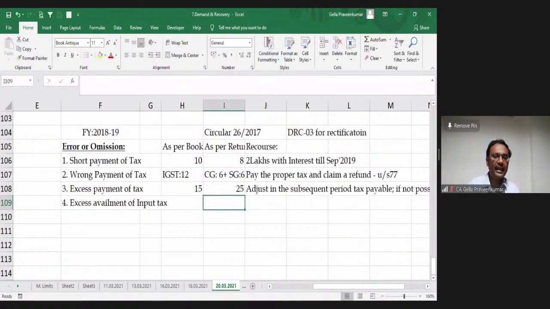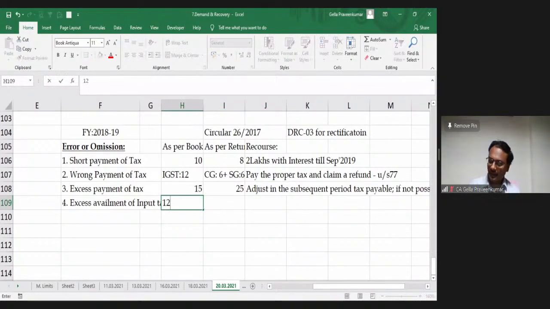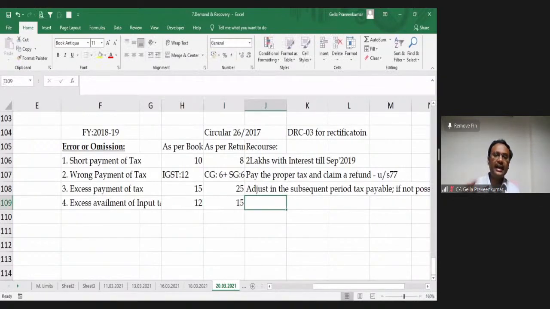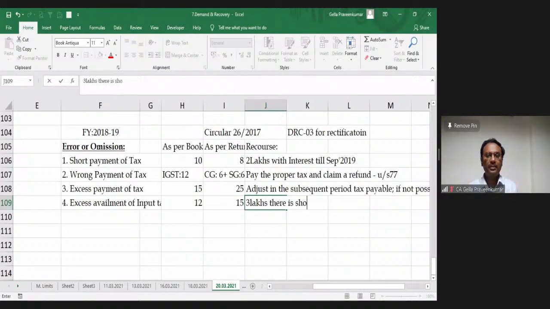Next aspect, excess availment of input tax credit. As per books, ITC is 12 lakhs. As per my returns, I have claimed 15 lakhs. Because of that, 3 lakhs, there is a short payment of tax. Now, what do they say? Reverse the ITC along with interest.